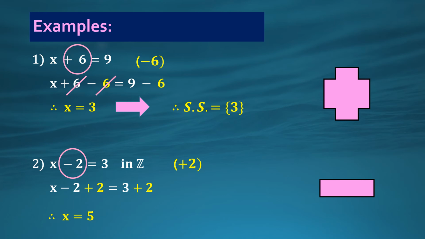And the left side here will be equal to x, and the right side will be equal to 5, because 3 plus 2 will be equal to 5. So the solution set of this equation in Z will be equal to the set of 5.